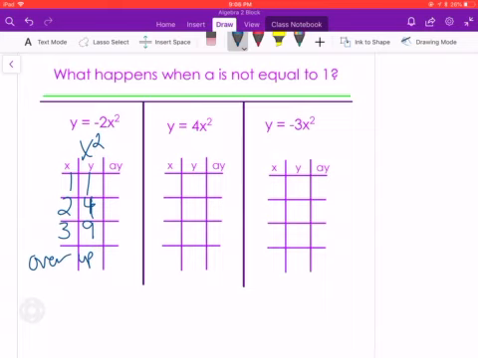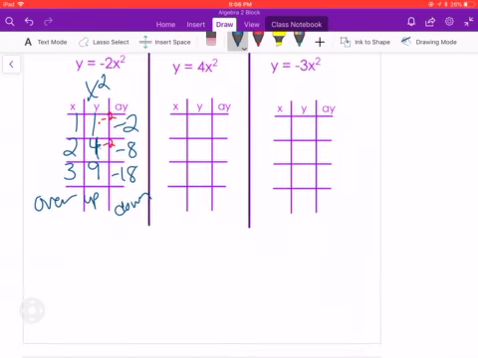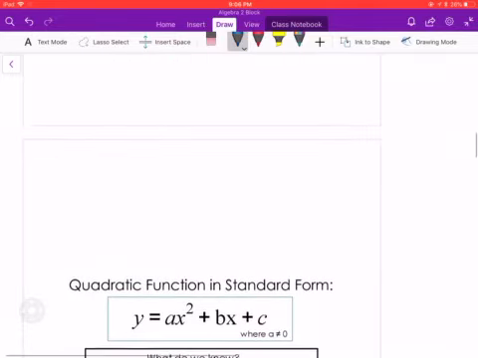Not only would it be more narrow, but since it's negative, it would also go down. So instead of over 1, up 1, it would go over 1, down 2. What I'm doing to get that is multiplying the 1 by -2. So 4 times -2 would be -8. So we'd go over 2, down 8, or over 3, down 18. That's kind of how it would change. I think it'll make more sense once you see an example graphing with the parent function.